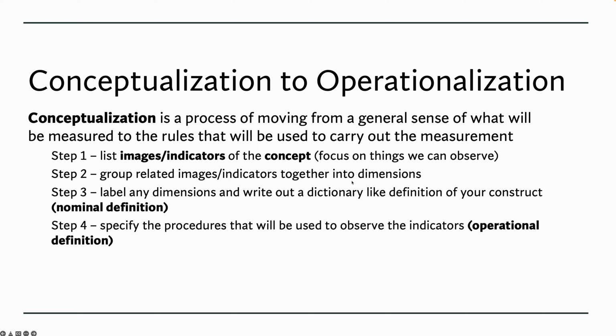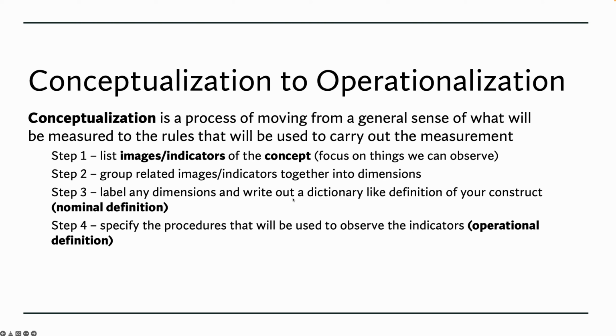So right now, all we have is a bunch of sticky notes on a board that are grouping together. And we know that this is what we collectively agree represents intelligence, but we need to put some words to it. So first of all, we're going to label the dimensions, and then we're going to write out a dictionary-like definition. You may not end up with dimensions. You may only end up with one common grouping of all these images you've come up with.